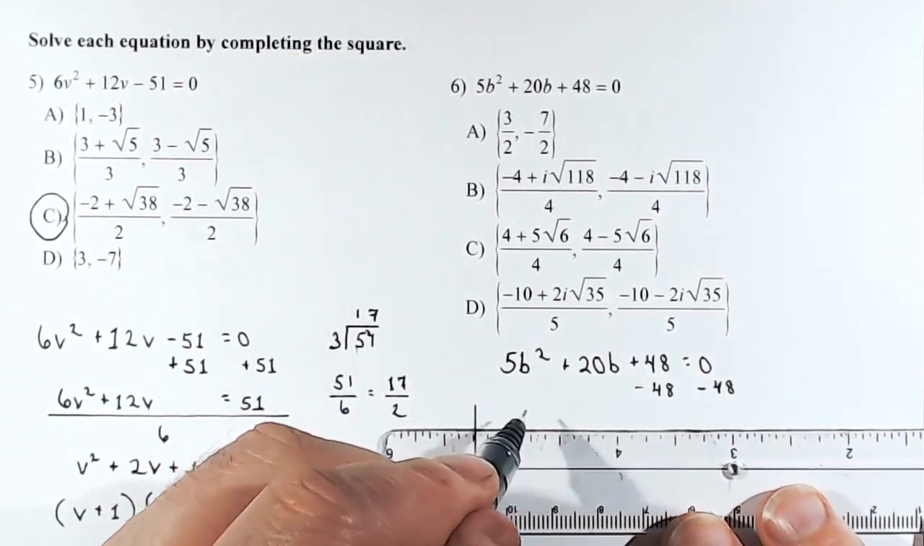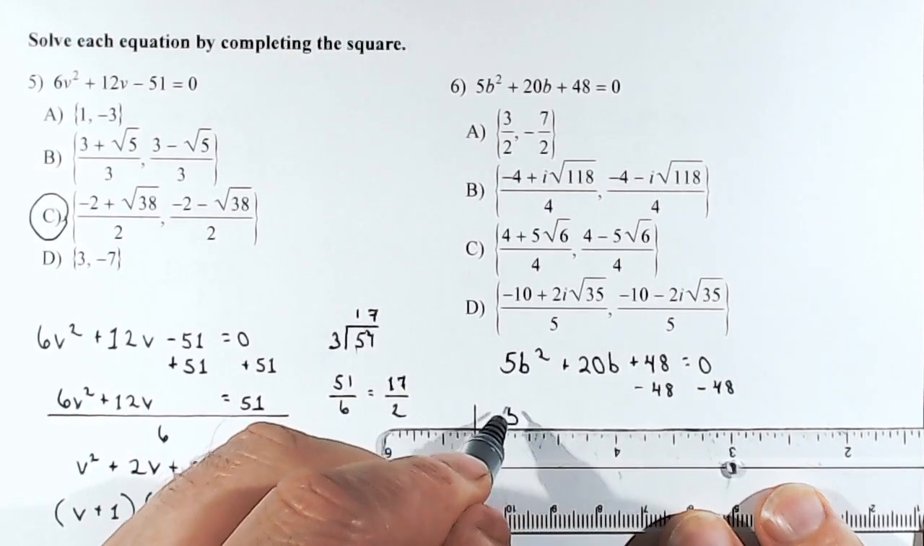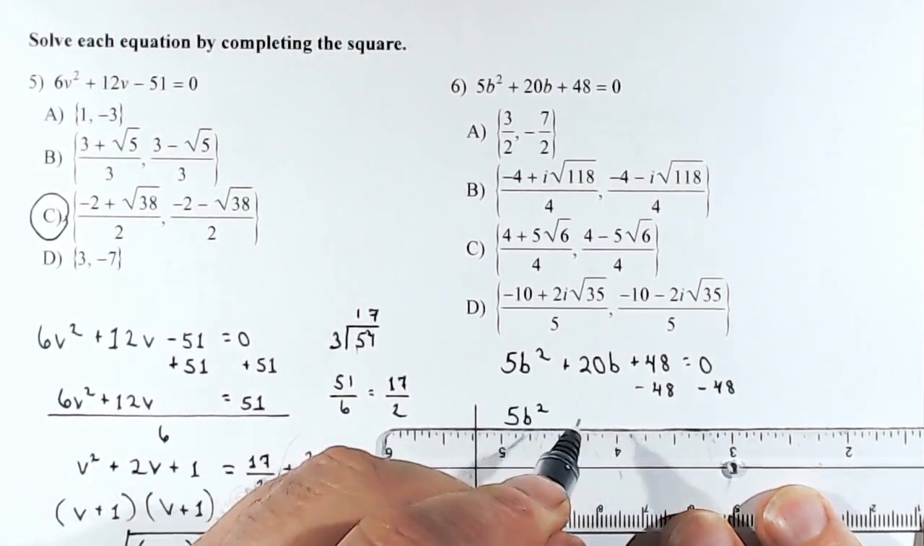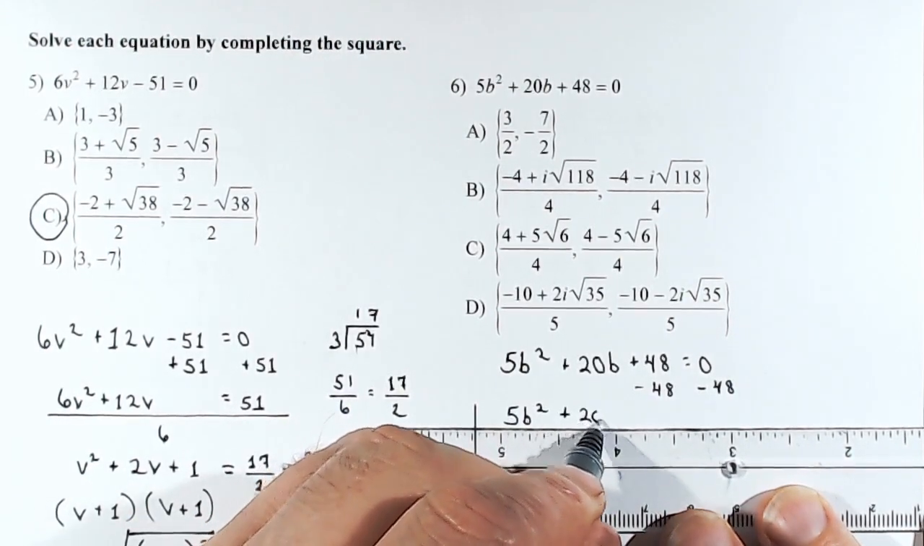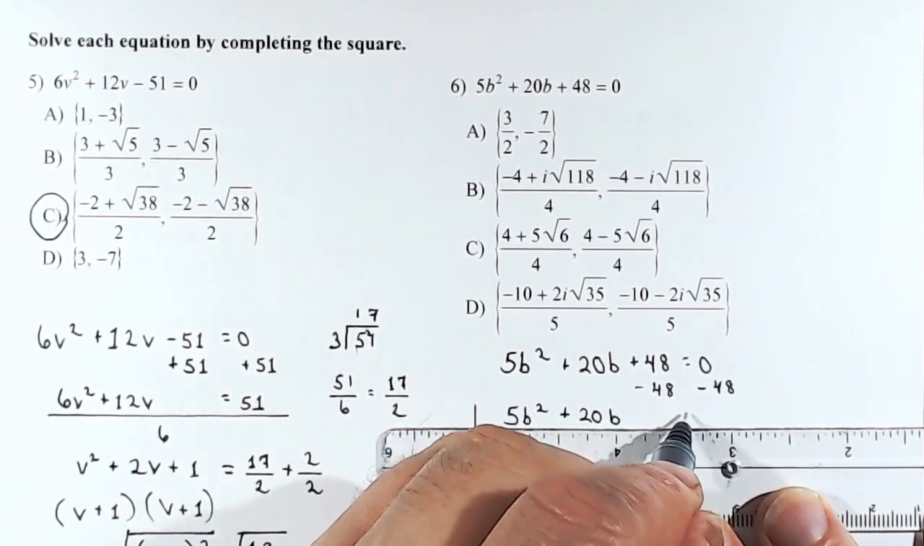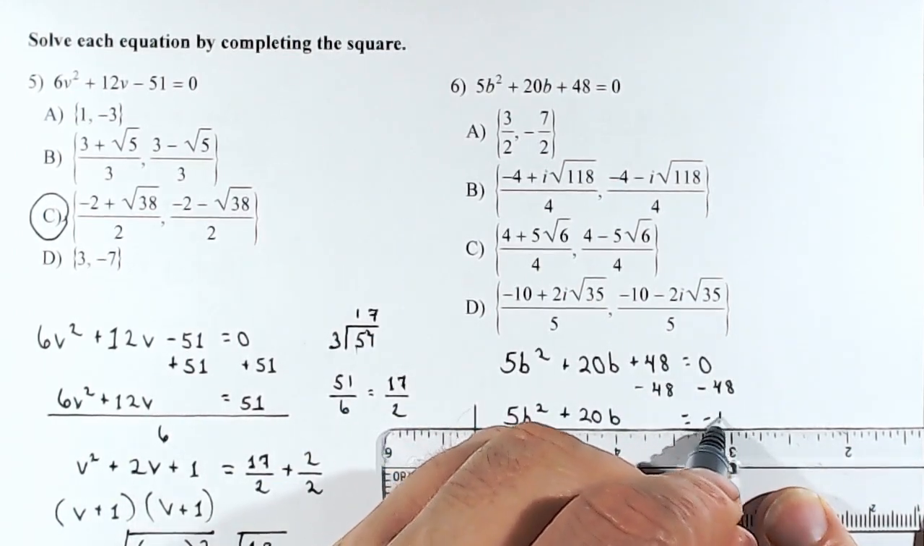All right, so now I have 5b squared plus 20b equals negative 48.